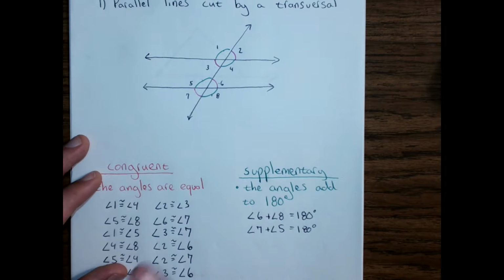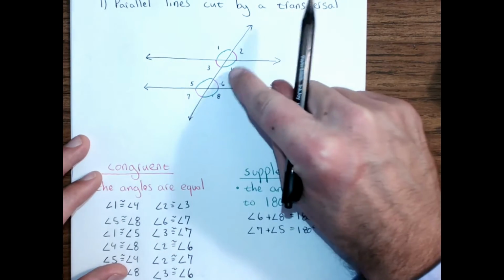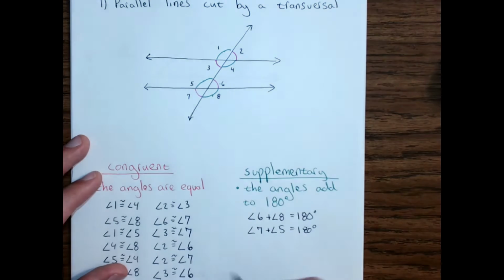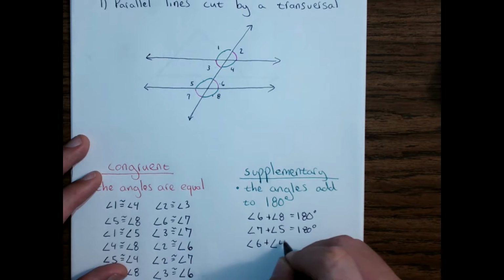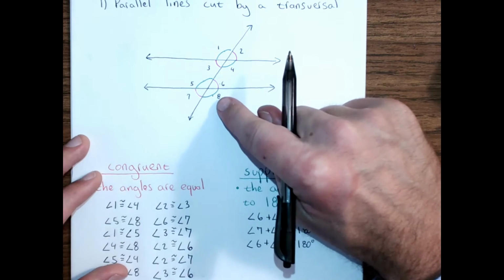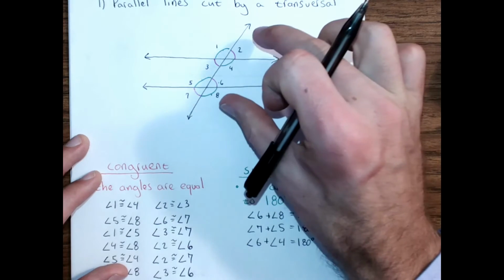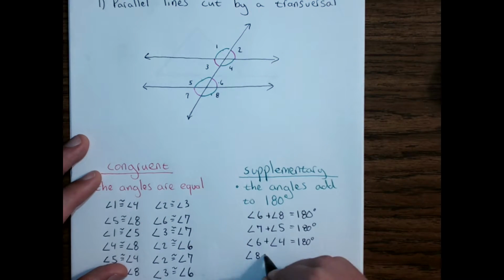The tricky ones, the ones that you need to look closely for, are say 6 and 4. I have a pink segment and I have a green segment. So angle 6 plus angle 4 is going to supplement to 180 degrees. Same thing on the outside. Angle 8 and angle 2, those could supplement each other to equal 180 degrees.